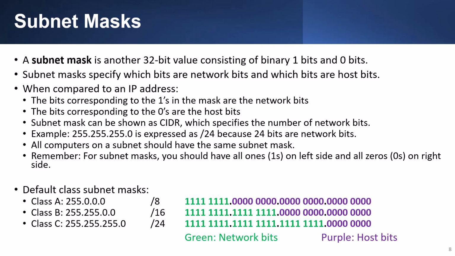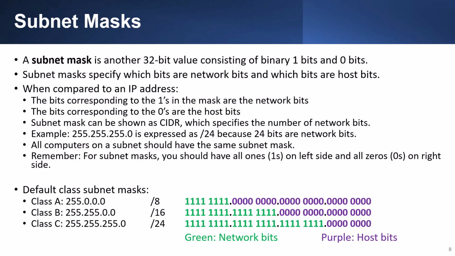A subnet mask is another 32-bit value consisting of binary 1 bits and 0 bits. Subnet masks specify which bits are network bits and which bits are host bits. When compared to an IP address, the bits corresponding to the ones in the mask are the network bits, and the bits corresponding to the zeros are the host bits.